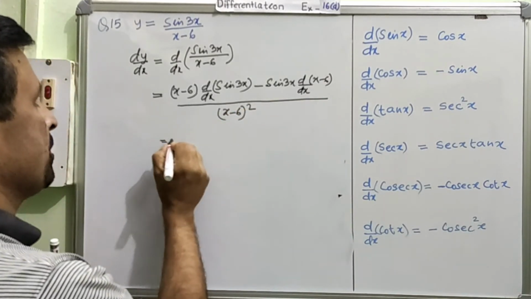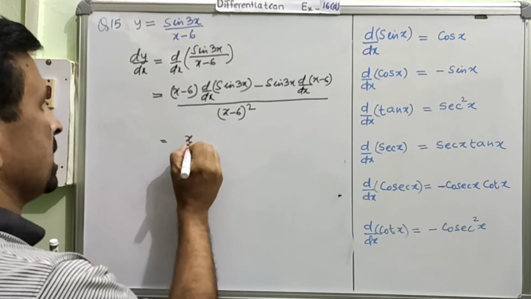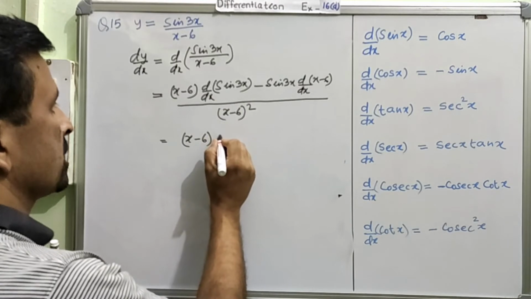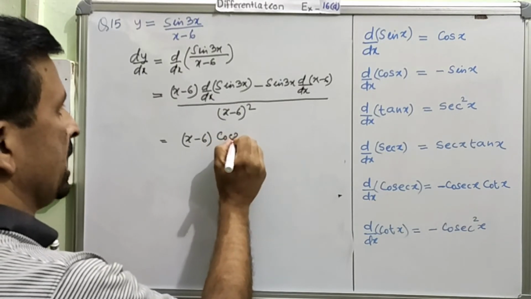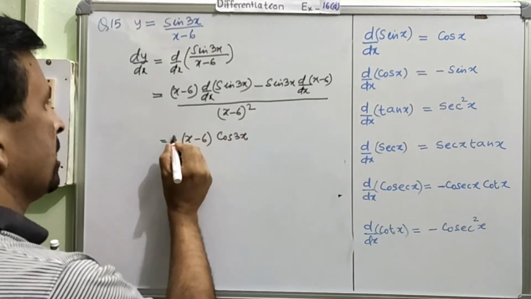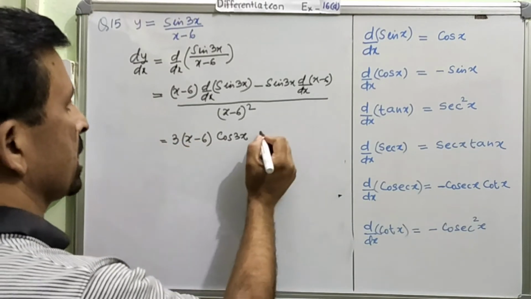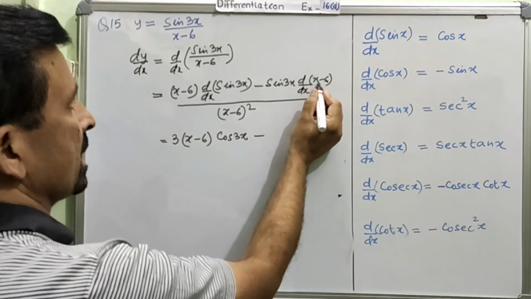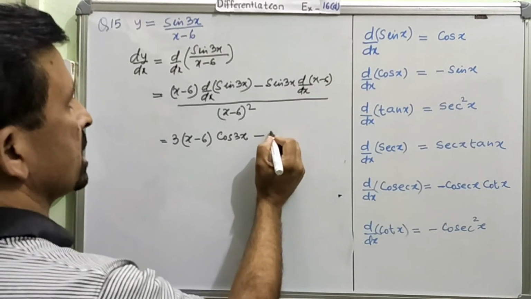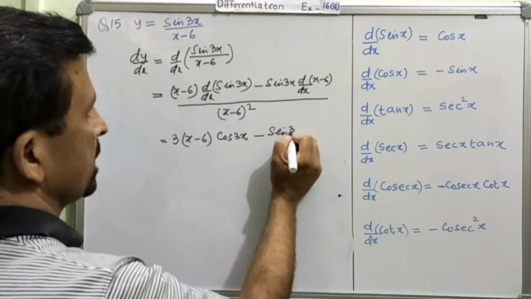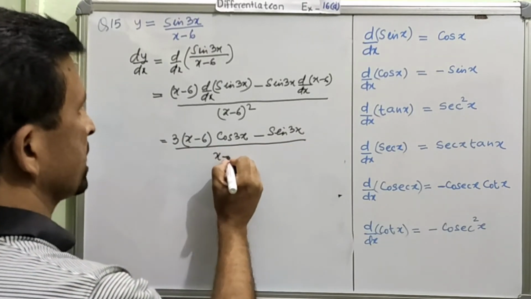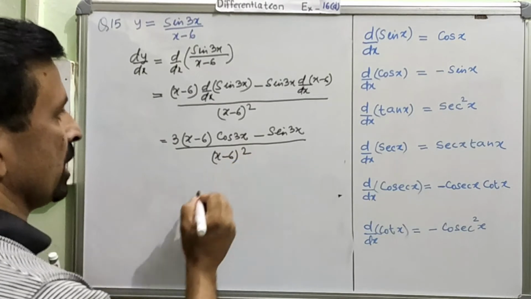Alright, next step, x minus 6 is as it is, and we will find the derivative of this trigonometric part. So this is cos of 3x, and then the derivative of the angle, so it becomes 3. Clear? Similarly here, the derivative of this will remain as it is, and here the derivative of this part will be just 1. So it is only sine of 3x divided by (x minus 6) whole square.